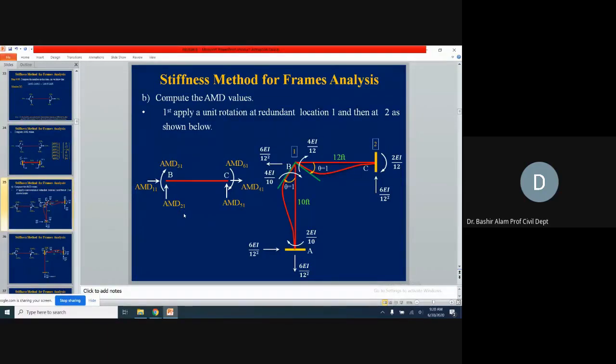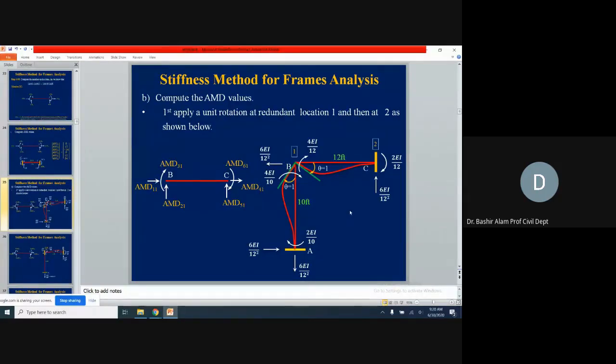AMD21 will be this downward couple, the other end force of this 6EI over l, which was downward. So this will become minus 6EI over l square. You should make a note of this one also, that AMD21 is equal to minus 6EI over l square. AMD32, so it is 4EI over l. AMD41, it was rightward, so here it is going to be leftward. So this will become minus 6EI over l square. AMD51 is plus 6EI over l square. AMD61 is 2EI over l. So the first column of the AMD matrix is formed.